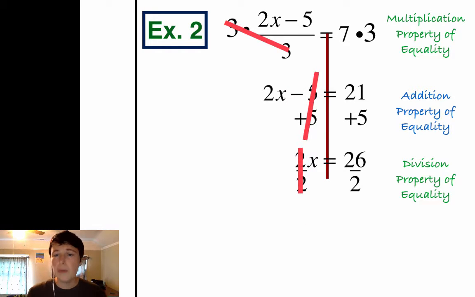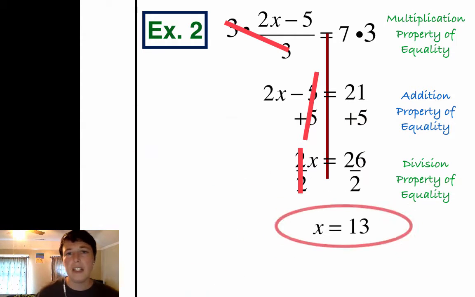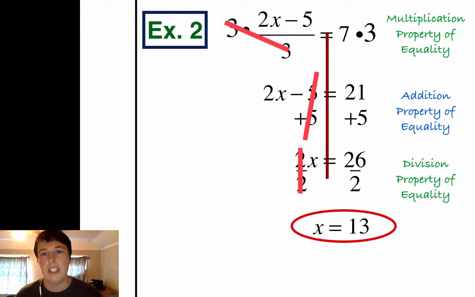By dividing by 2, we're going to get our answer. We're going to get x all by itself. 26 divided in half, well, 20 divided by 2 is 10. 6 divided by 2 is 3, so 10 and 3 make 13. So I'm going to circle that as my answer. X is equal to 13, and that was a 3-step problem.